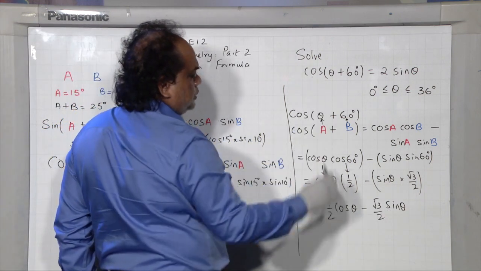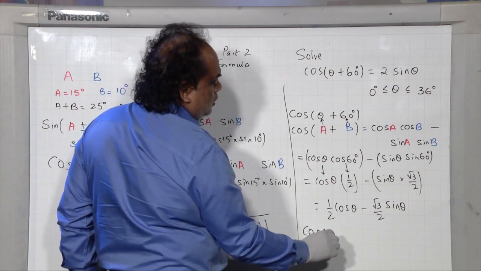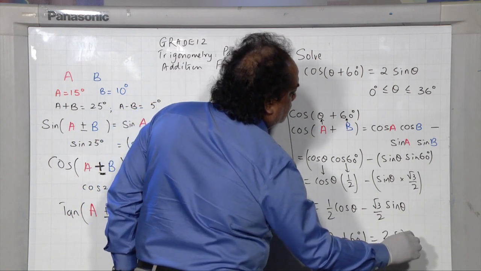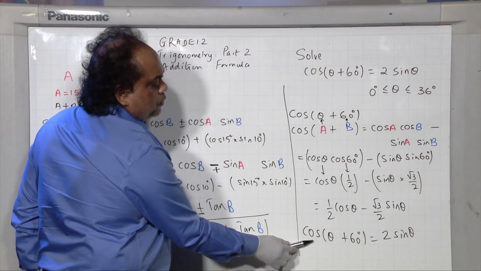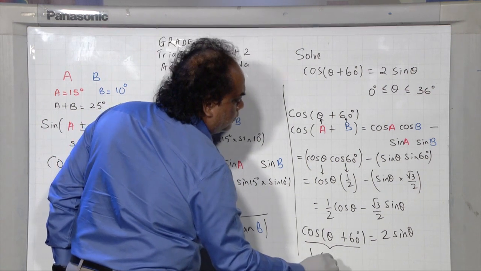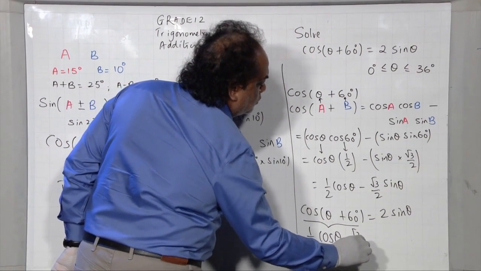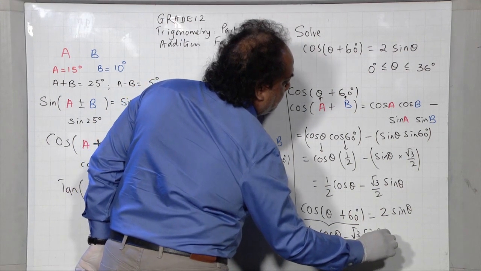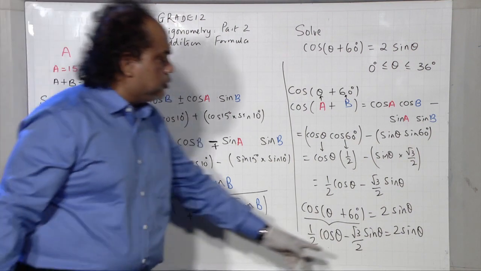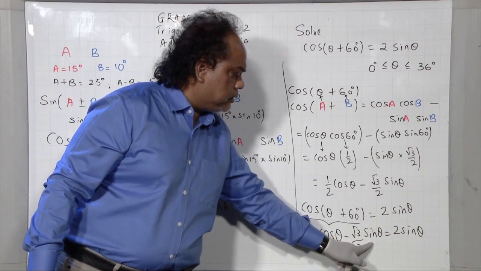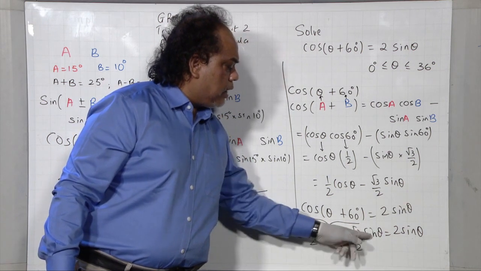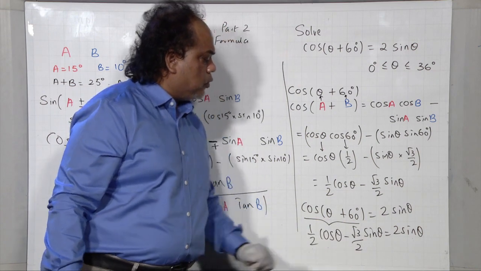So the question was to solve cos theta plus 60 is equal to 2 sin theta. This one we used the addition formula to simplify, and it became half cos theta minus root 3 over 2 sin theta. So what I'm going to do now is to transfer the sign on this side so that we'll write this equation in terms of tan only.